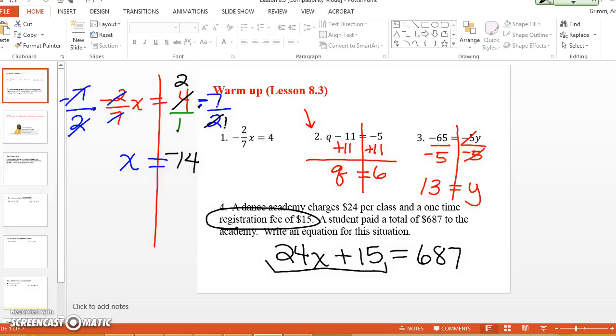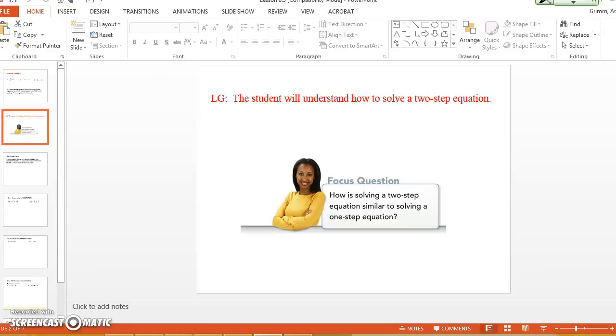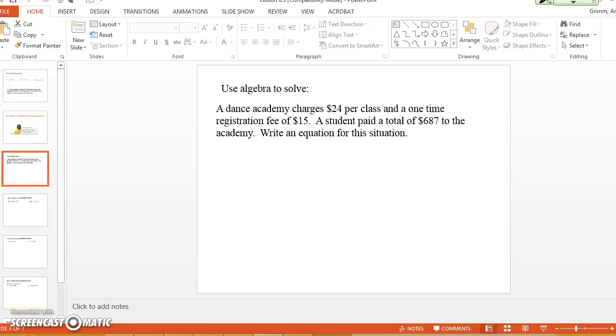All right, so learning goal today, students will be able to understand how to solve two-step equations. And so we're going to start with the one we just looked at, and we're going to solve that one so we can get an answer. So this is the exact same one that we just wrote an equation for. So it was 24x plus 15 equals 687. So when we find x, x is going to tell us how many classes we took.